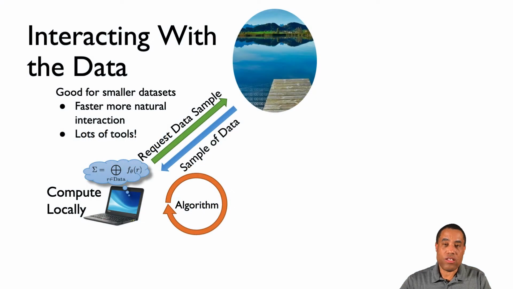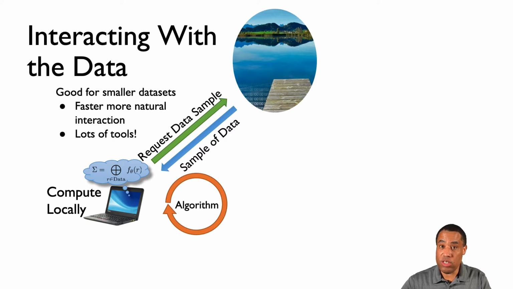So in this class, the way we've been interacting with data is we request a sample of data from our big data lake filled with ones and zeros, and we compute locally. We apply some function or algorithm, and we tune our algorithm on that data. And we might request a different sample of data so we can do some validation, cross-validation or evaluation of our algorithm. There are lots of tools that allow us to work with these smaller data sets that fit on a single machine. But today, we've looked at data sets that don't fit on a single machine.